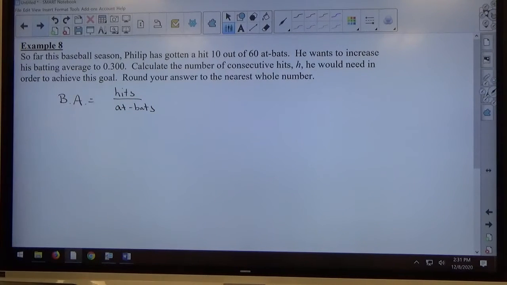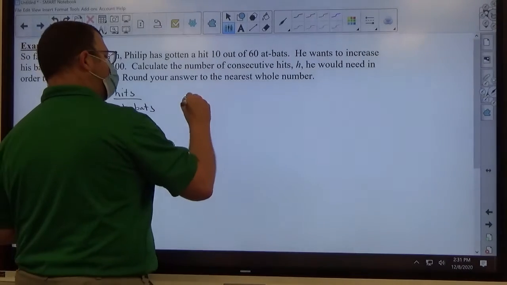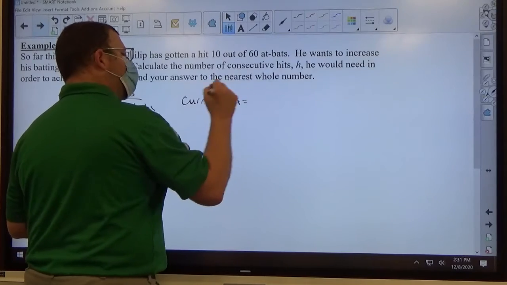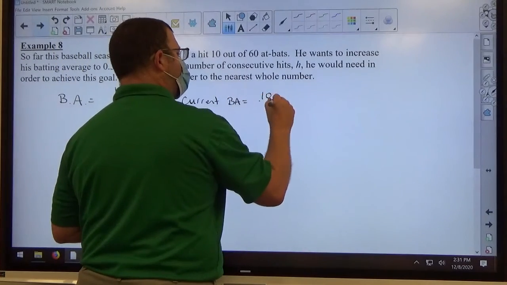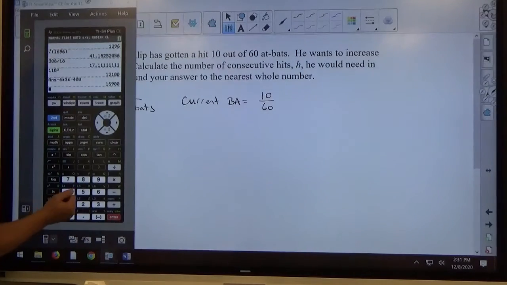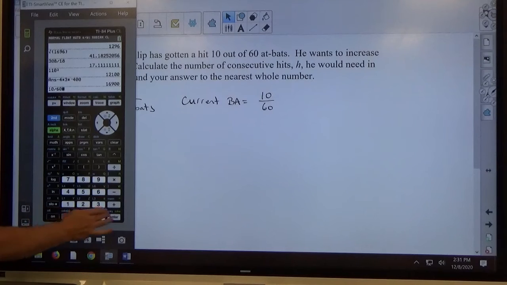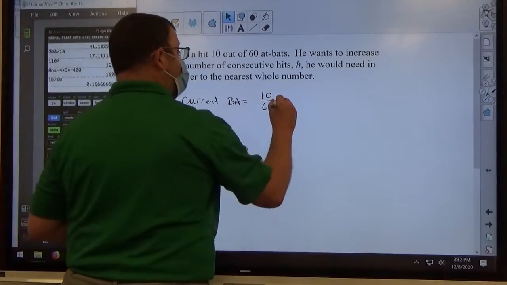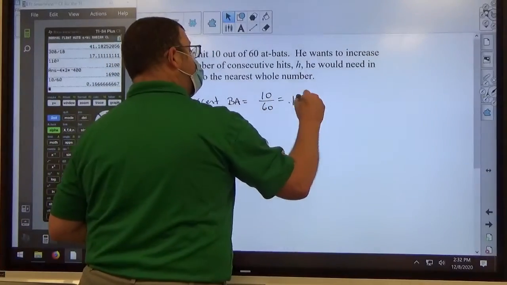So in Phillips' case, he's currently gotten 10 hits out of 60 at-bats. His current batting average is going to be 10 over 60, which if I punch that into a calculator, 10 divided by 60, I've got 0.1666666. They always round to 3 decimal places. So the current batting average is 0.167.